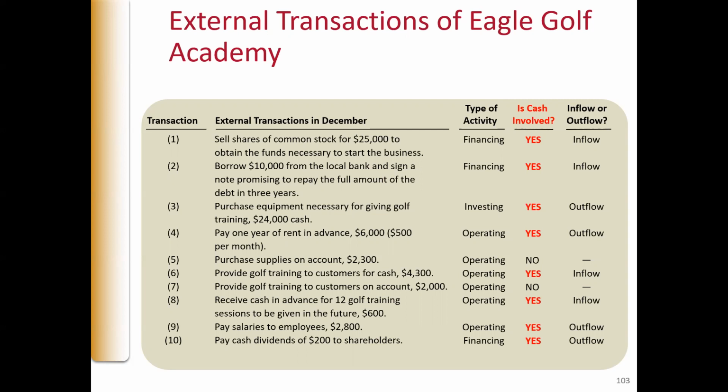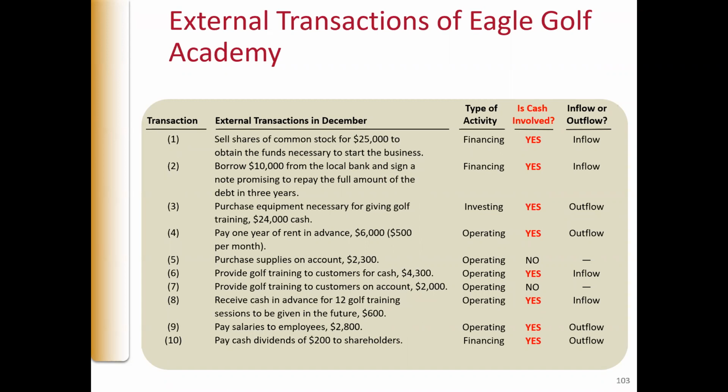When we borrow $10,000 from a bank and sign a note promising to repay the full amount, is cash involved? Yes. It's a financing activity. It's borrowing money from a bank and it's an inflow. The only investing activity in this whole section is purchasing equipment necessary for golf training for $24,000 cash. That is the purchase of a long-term asset. It's purchasing equipment. It's investing. That's an outflow. We're using money.